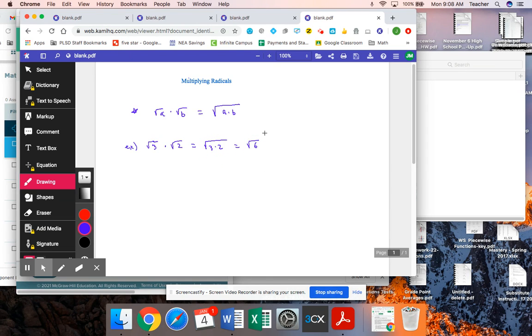Now I need to make sure that this cannot be simplified. Since I already have it written out right here, I see that those are both prime. I cannot simplify it. We're good.